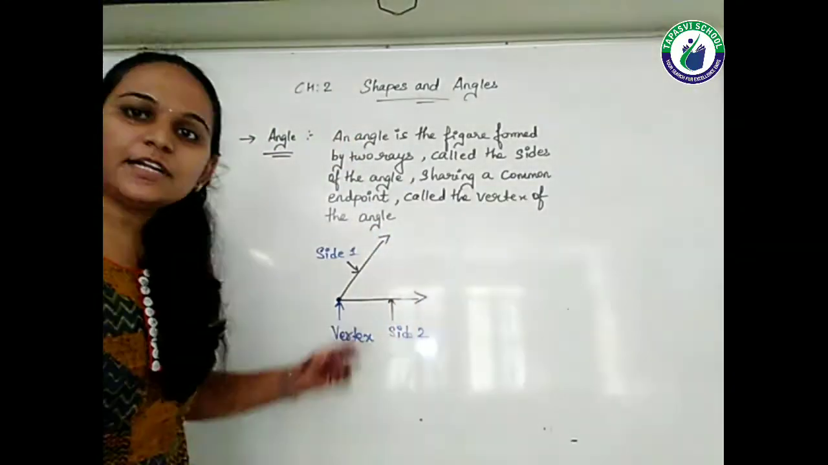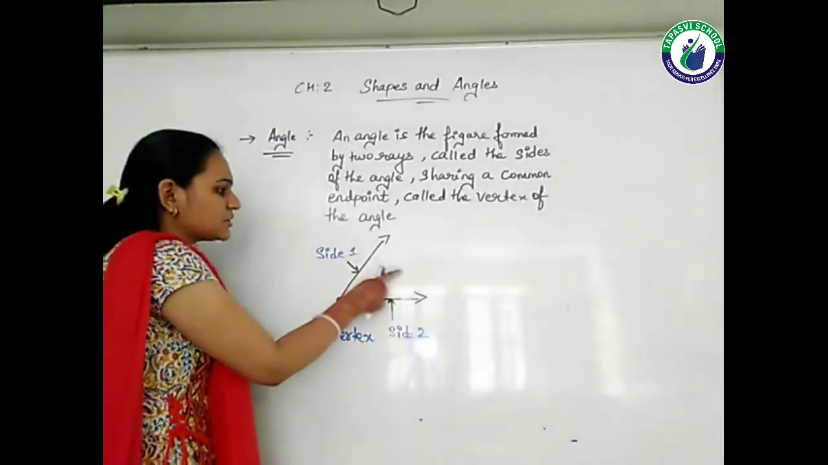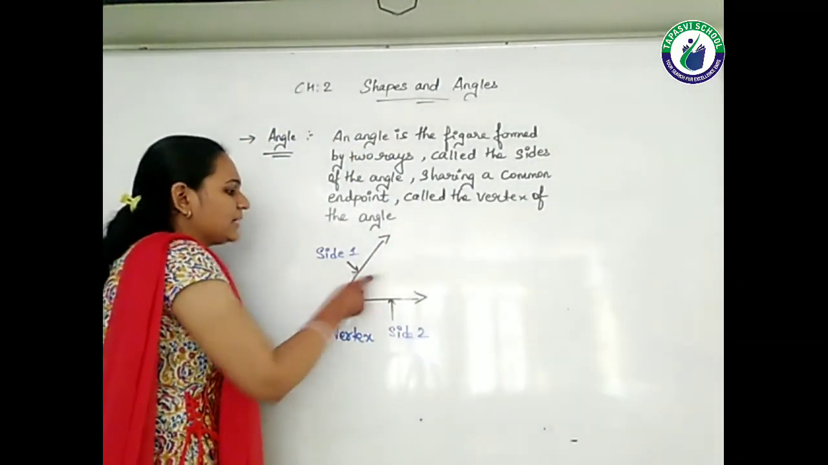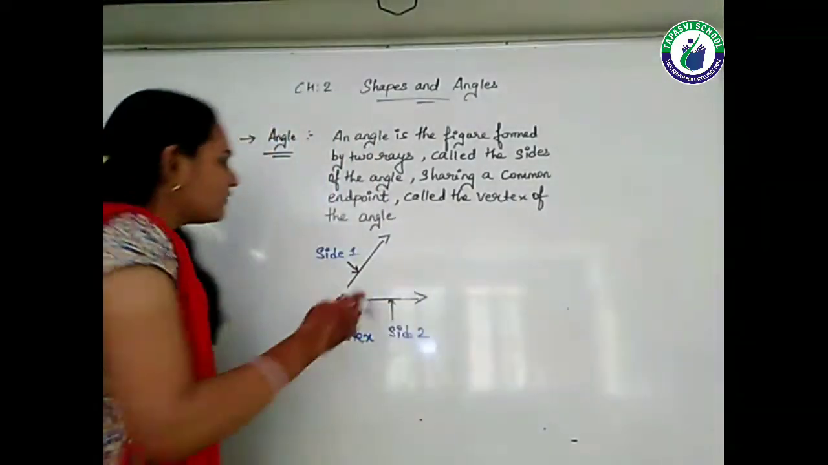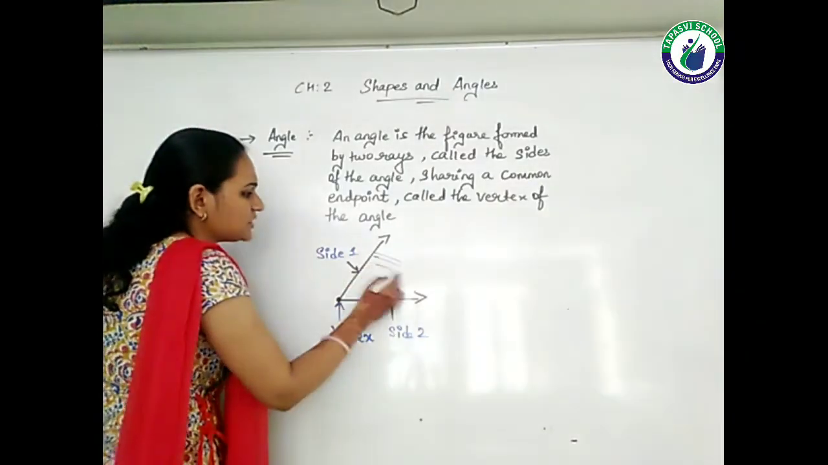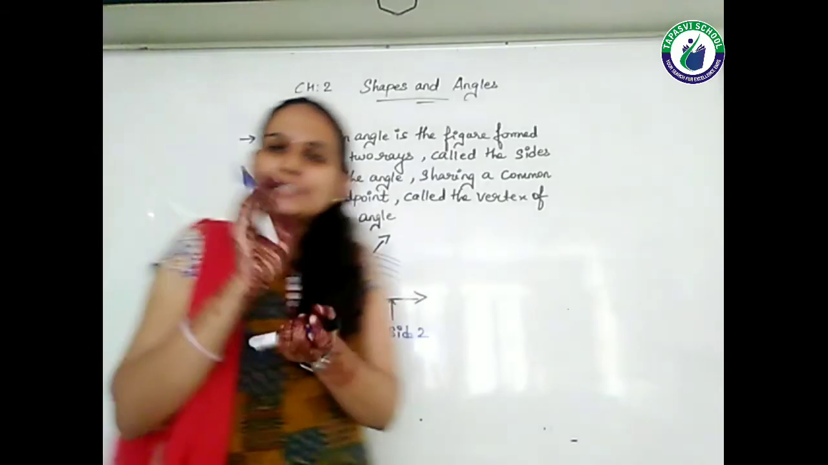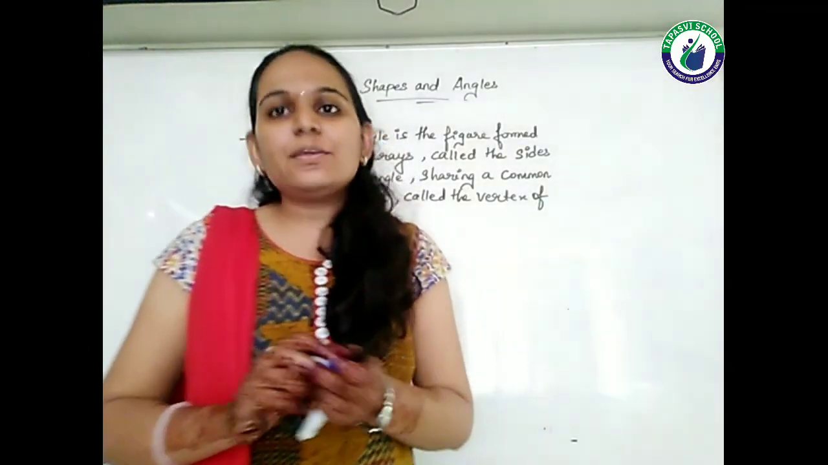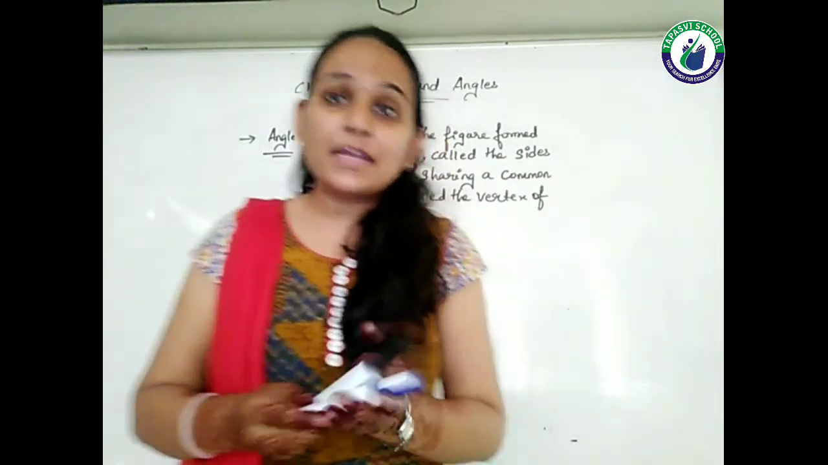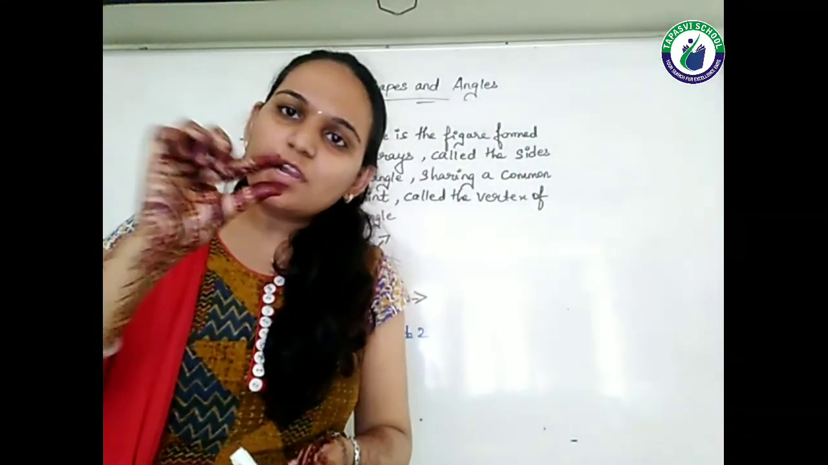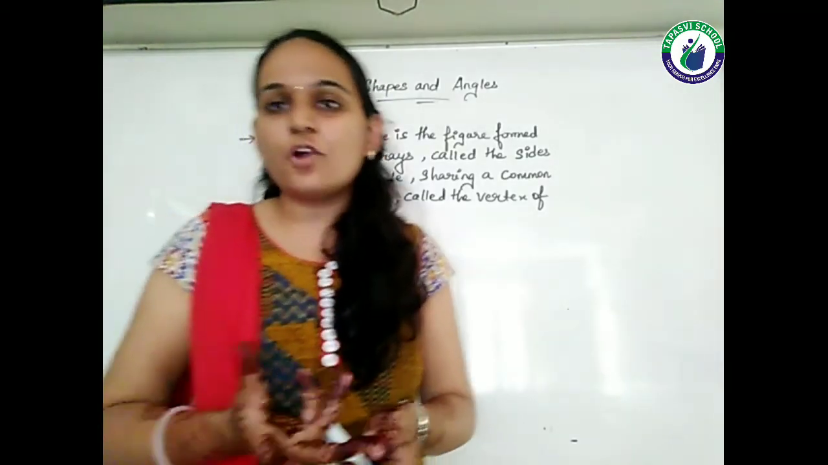Now what is actually the angle? The angle is nothing but the space occupied between these two sides. Whatever space you can see in between these two sides, that is the angle. Now the angles can change depending on how much space they occupy. If they have less space, a smaller angle is formed. If they occupy more space, then a bigger angle is formed, right?